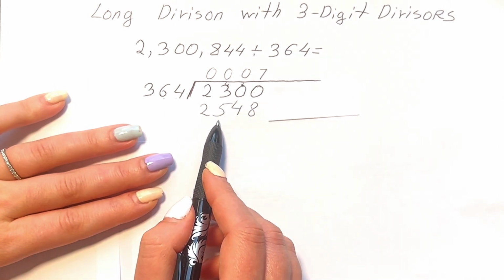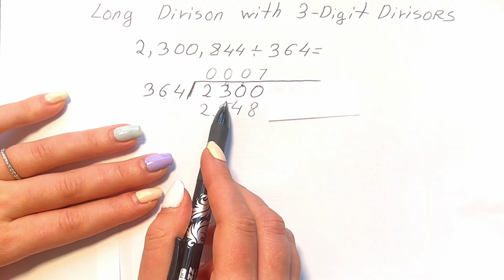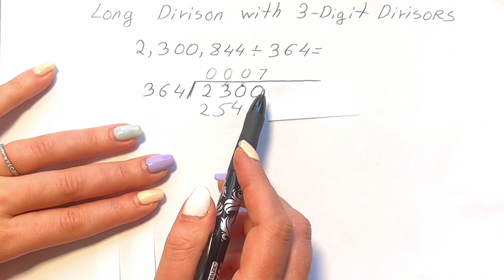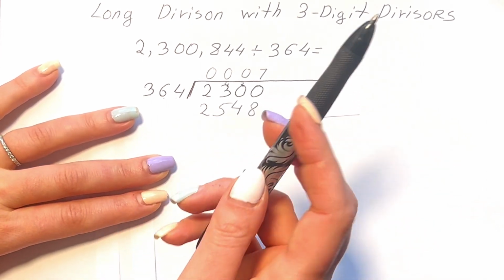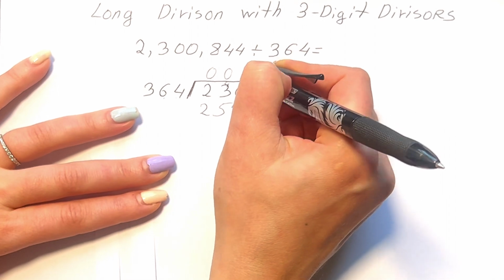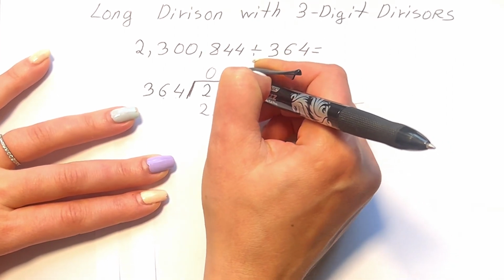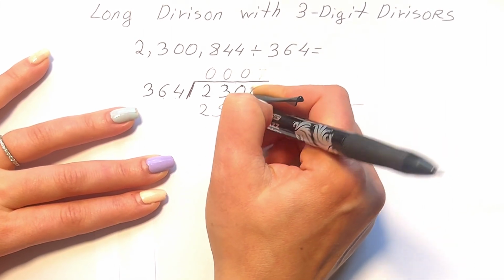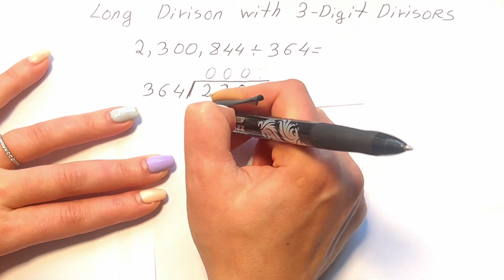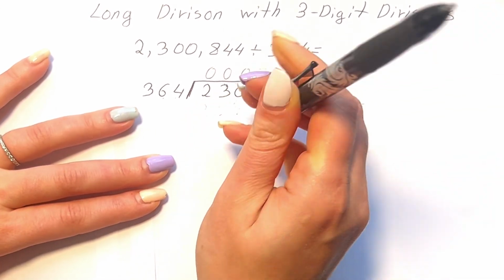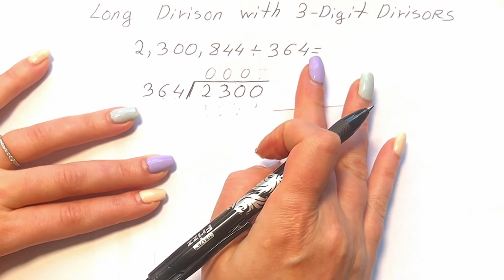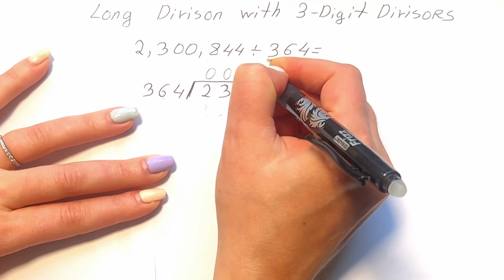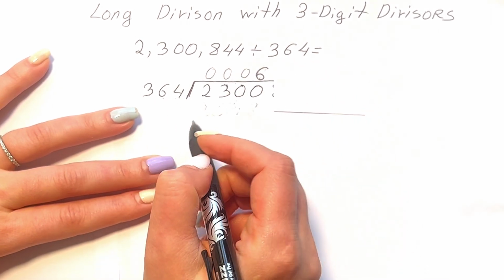Okay, 2,548 is bigger than 2,300. It means our imaginary number 7 is not working. What are we doing? We are going one digit less. Let's erase the last step that we did with 7. So 7 was not working. We're gonna go one digit less, which is 6. Okay, let's multiply 6 by 364 to see if it's working.